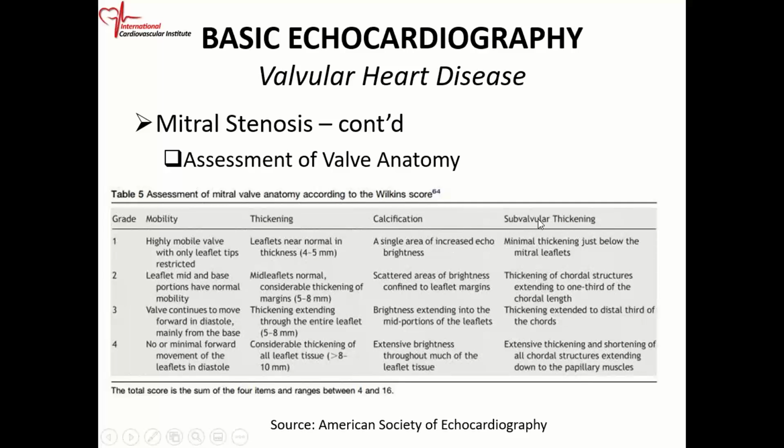Then remember the subvalvular apparatus, the cords essentially. So you're looking at the thickening of the cords, and if it's just minimal thickening, 1. If you have extensive thickening and shortening, then 4. Suitability, you want the score to be close to 1. A low score says that the patient is a very good candidate for percutaneous valvuloplasty.